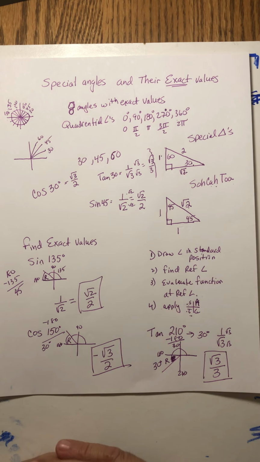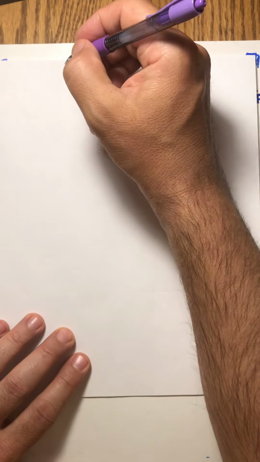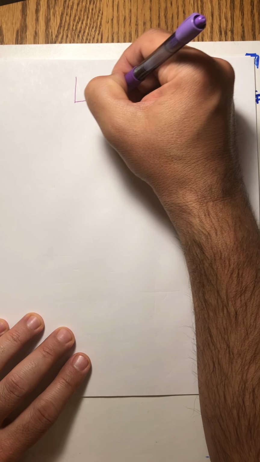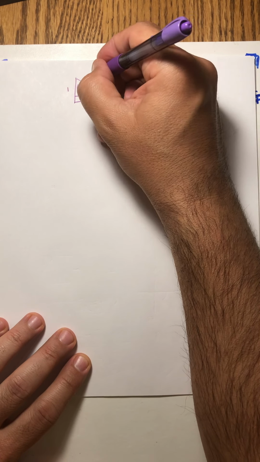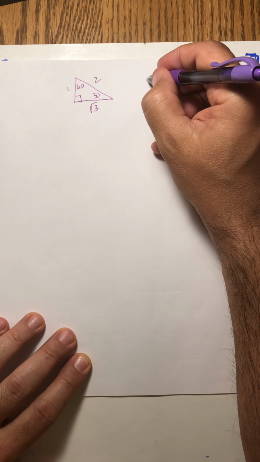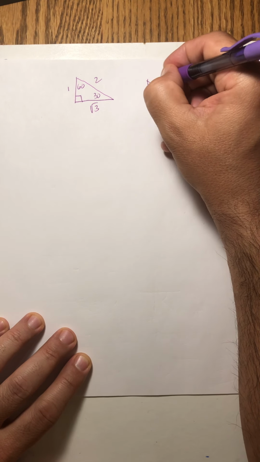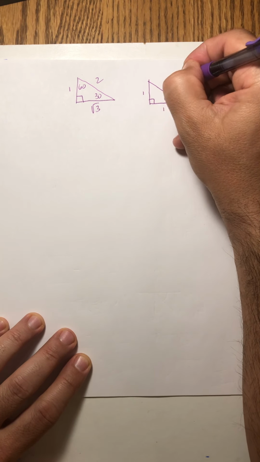Okay, we just did a bunch of them just in degree form. Let's do a couple more in radian form. So I think what I'll do is I'll redraw the triangle. 1, 2, radical 3. Remember, the hypotenuse is always 2 in the 30, 60, 90. 1, 1, radical 2. Okay.